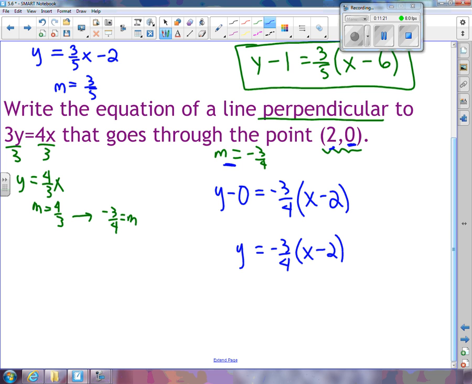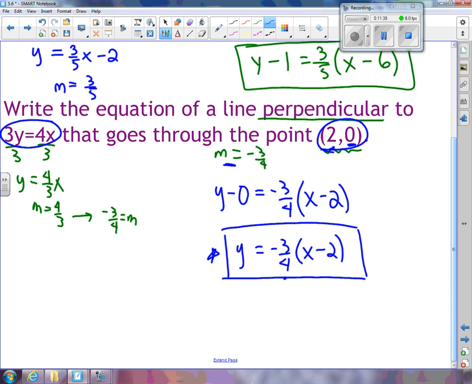If the problem had told you to translate this into slope-intercept form or standard form, you could do that once you got into this format. So this is our answer. We've written a line that was perpendicular to the original line that they gave you and that went through the point that they wanted it to go through.